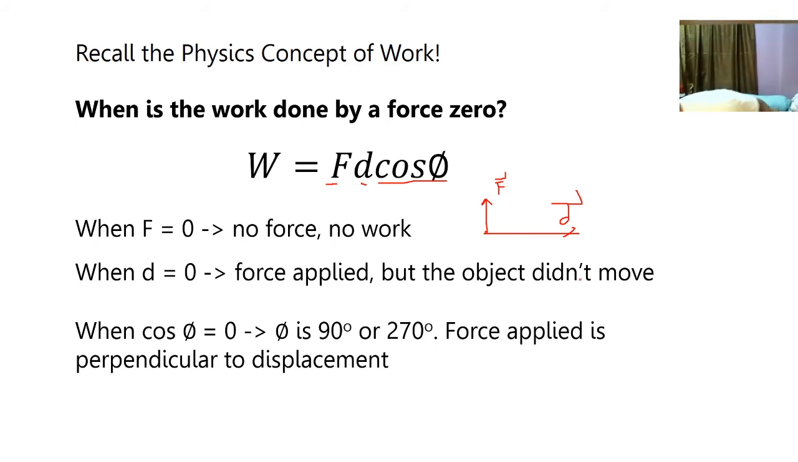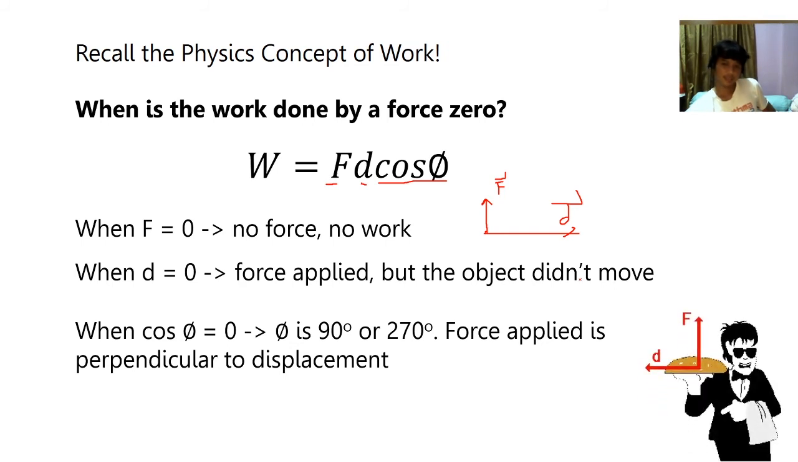You're pushing upwards on an object, but the object's moving to the right. That's what this waiter is doing. The waiter is applying a force in the upward direction, but that force is not really causing the object to move. It's just supporting the object so that it doesn't fall. As the waiter moves to the left, the angle between F and D, the short angle phi, is 90 degrees. And so that force is not doing any work on the tray that the waiter is carrying, whatever food that is.